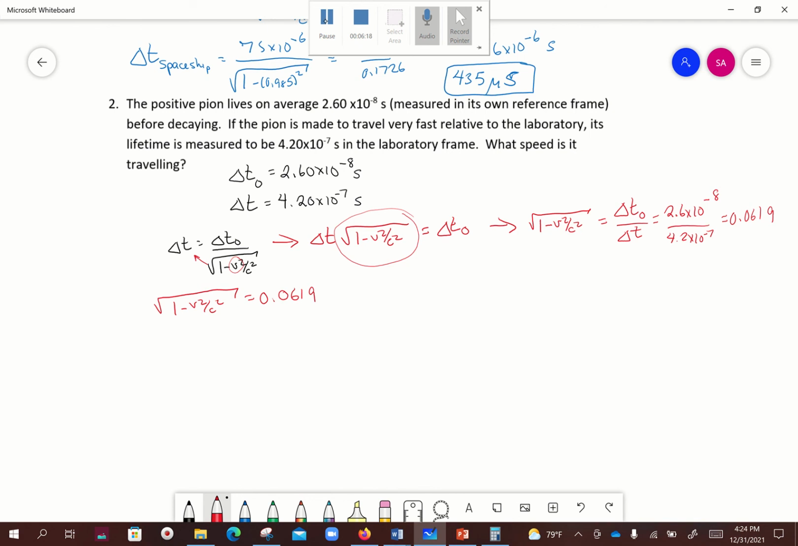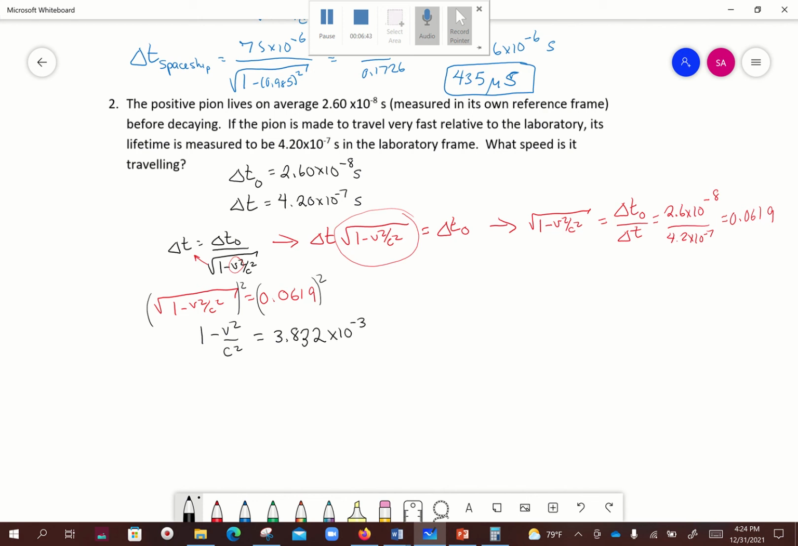So first thing I got to do is get rid of that square root. How do I get rid of the square root? I got to square both sides. Okay, so 1 minus v squared over c squared is what I get if I square the square root. On the other side, I square 0.0619, and I get 3.832 times 10 to the minus 3.